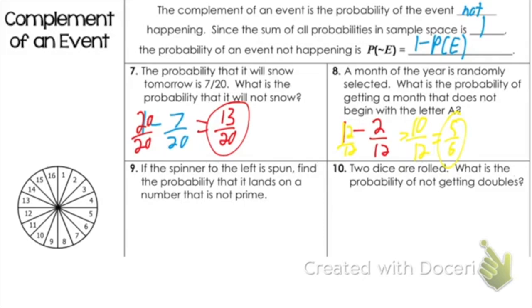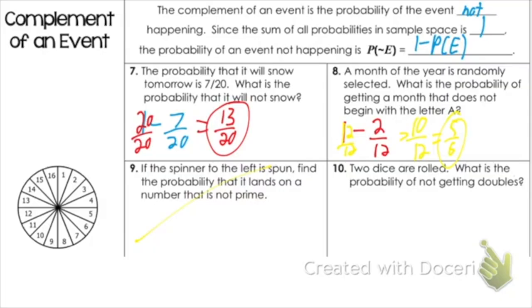Let's skip number 9. 10. 2 dice are rolled. What is the probability of not getting doubles? Well, we talked about how with dice, there were 36 total options, right? So out of these 36 options, how many of them would produce doubles?